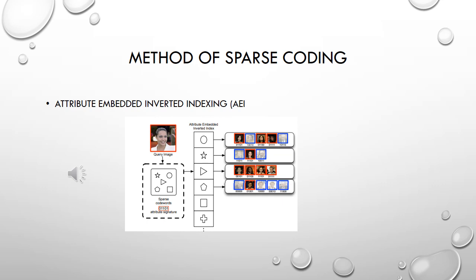From this figure, it shows the illustration of attribute embedded inverted indexing. By considering a binary attribute signature in the system, we can skip images with large Hamming distance in the attribute Hamming space and improve retrieval performance when traversing the codeword index in the online stage.